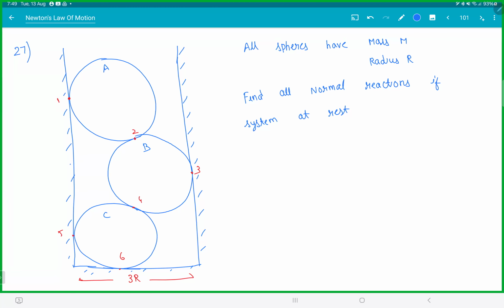Out of the 6 normal reactions, listen to what I'm saying. Don't always jump into solving the question. There is one normal reaction you can just see and tell the answer. Which one is it and how much is it? I numbered the points, so you can tell me the numbers: 1, 2, 3, 4, 5, 6. Which one?